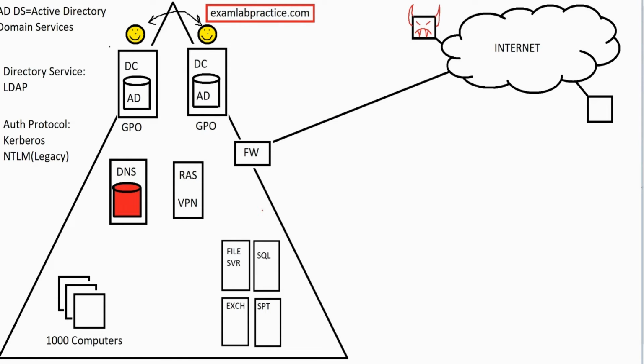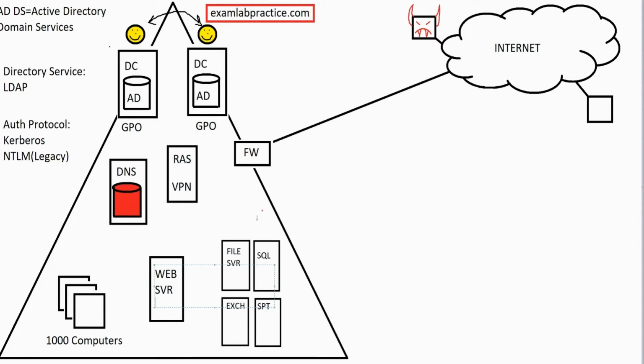Now, the other thing that I want to talk to you about here is what happens when a company needs to have a service that is exposed to the internet. For example, let's say that your company is going to host their own web server. So you set up a web server. Maybe this is going to be www.examlabpractice.com or whatever, and people from the internet need to be able to get to it anonymously. Well, how are you going to do that? Where are you going to put that web server? Are you going to put it internally inside the domain like you see here?